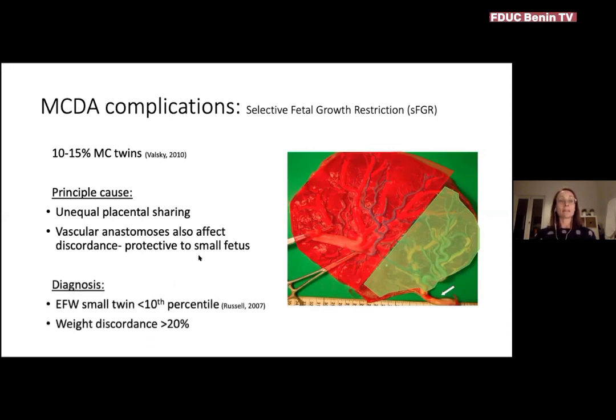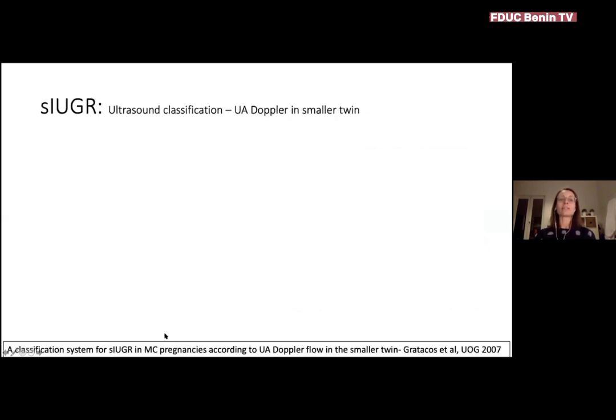And as I mentioned before, the diagnosis is based on not just the size of the smaller twin, but also the weight discordance between the twins. And in monochorionic growth restriction, there is a classification system into 3 different types of selective fetal growth restriction, which we'll look at now. It's summarised in more detail in this paper here from 2007. And it's a classification system based on the findings in the umbilical artery Doppler of the smaller twin.